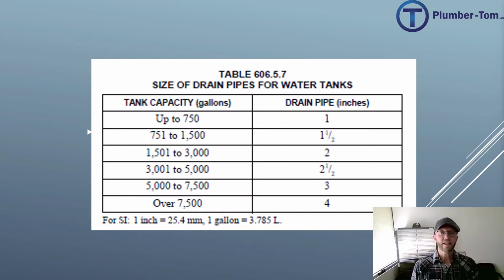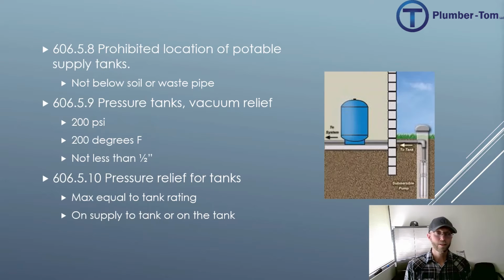606.5.7 gives us a table that details the size of drains for a water tank. These are the big water tanks that we might use in places where there are not mountains to deliver water. So if you have a large tank, you're going to need to be able to drain that quickly. And again, depending on the size of the tank, you would have a certain drain pipe diameter.